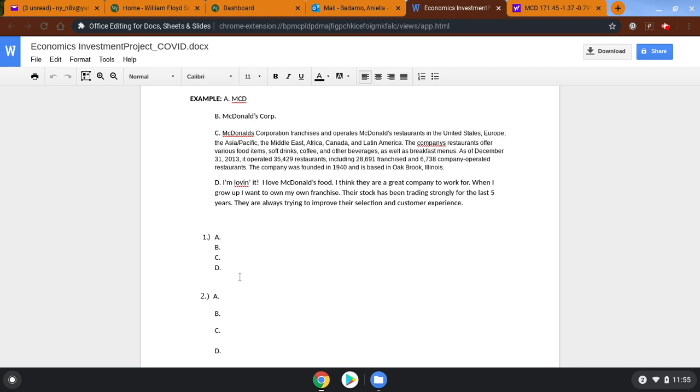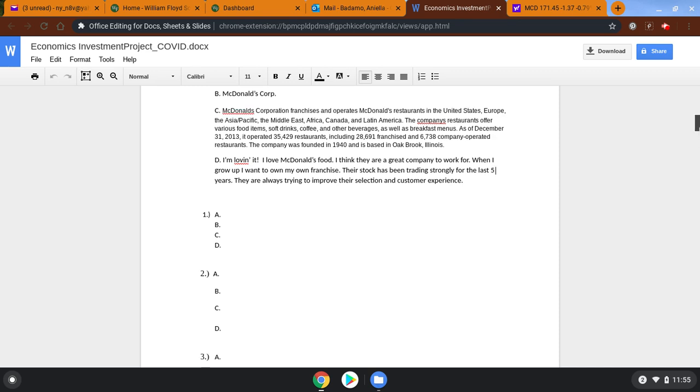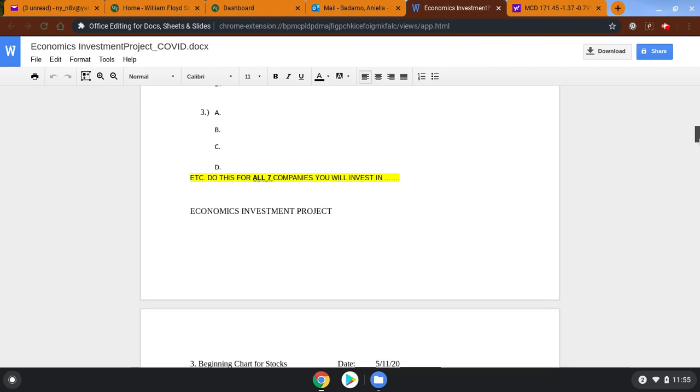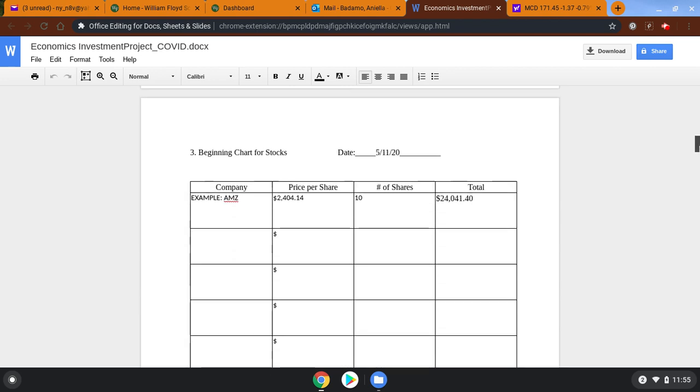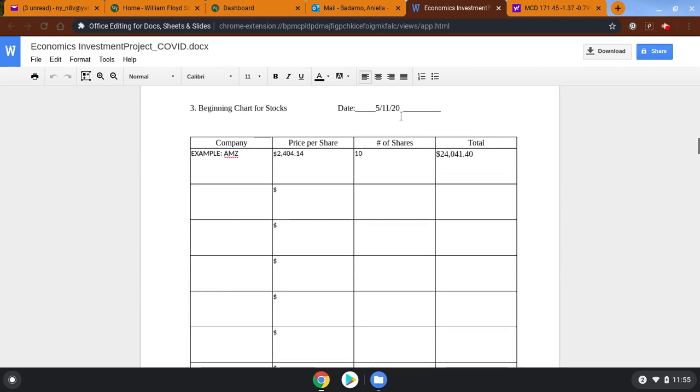And you're going to do this with your 7 companies. Okay, right. In the document, I just start you out with 3. And then I remind you, you can cut and paste, and you're going to do this for all the 7 companies that you're going to invest in. So then the next thing is the beginning chart for stocks. We're going to have this date. I already entered it in, and I even gave you an example. So let's say, besides McDonald's, you wanted to invest in Amazon. Okay, let me show you how to use Yahoo to find that out.